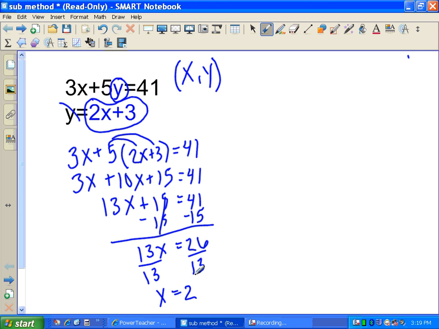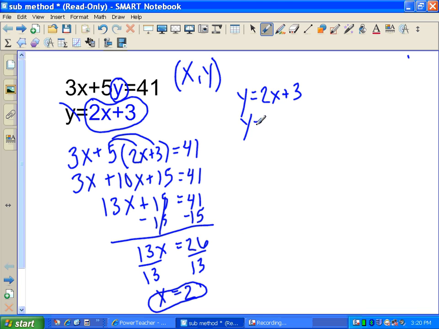Now I know it feels like we've done a lot of work and you want to be finished, but remember I said you need an x and a y value to find the intersection point. So far we just have an x value. To find the y value, you're going to take the second equation, y is equal to 2x plus 3, and again substitute the x value that you just found.